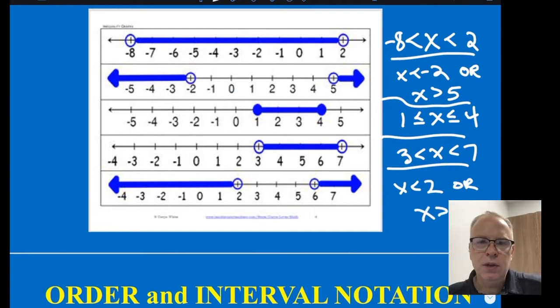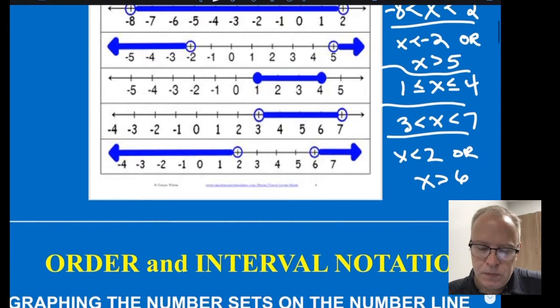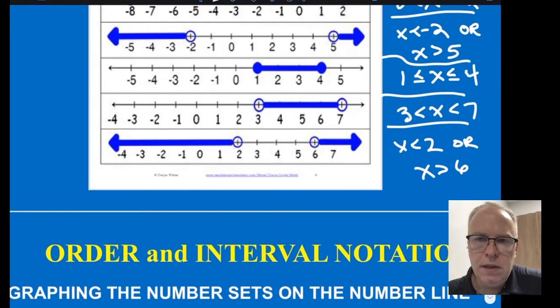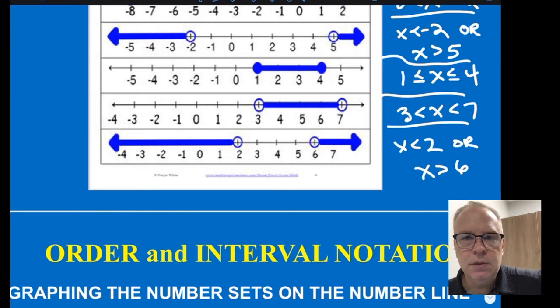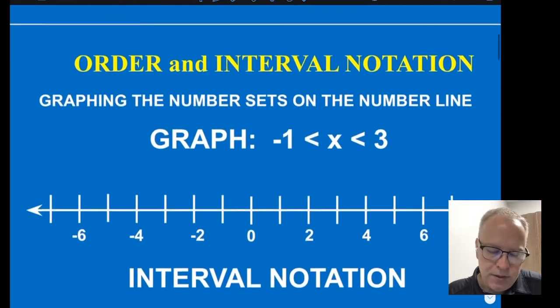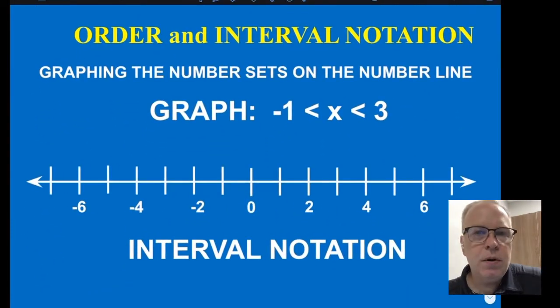Notice I didn't use the equal sign, the little bar under the alligator symbol, because these are open circles. So the only one that had the closed circle was the third one right here. That's why this had the equal there and the equal part there. Okay, that was all review from Algebra 1. Now, taking a look at this next question, order and interval notation. Okay, graphing the number set. So here we have a compound inequality.